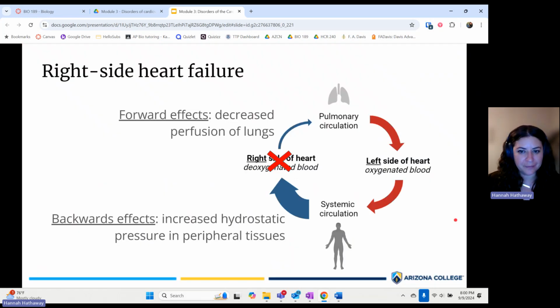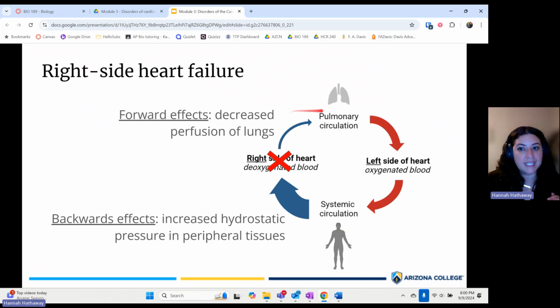Let's do right side heart failure. So now, same little diagram, but now we are putting the dam, we're putting the issue, on the right side of the heart. So our backwards effects are going to be due to where the blood came from. What is backwards one step? So it's going to be due to edema in the systemic circulation. So edema throughout the body.